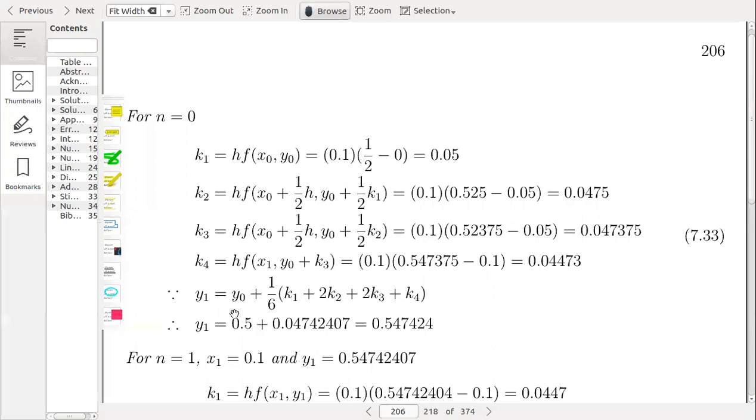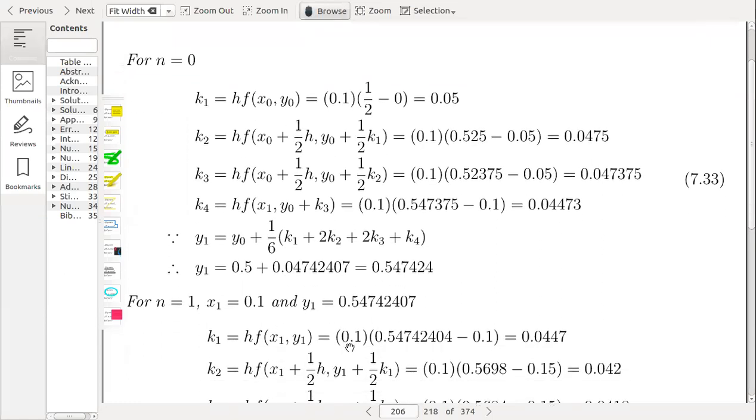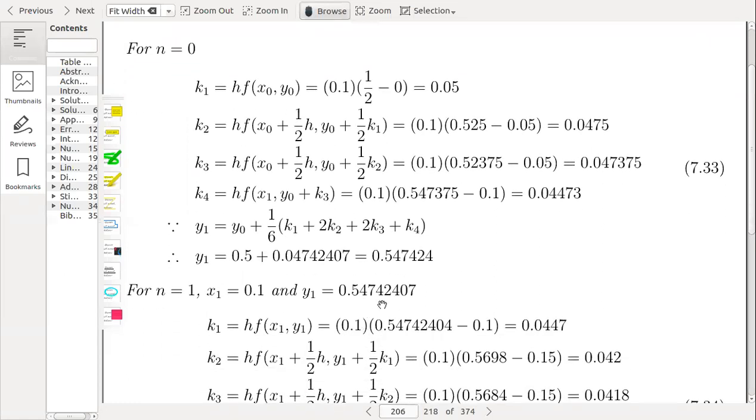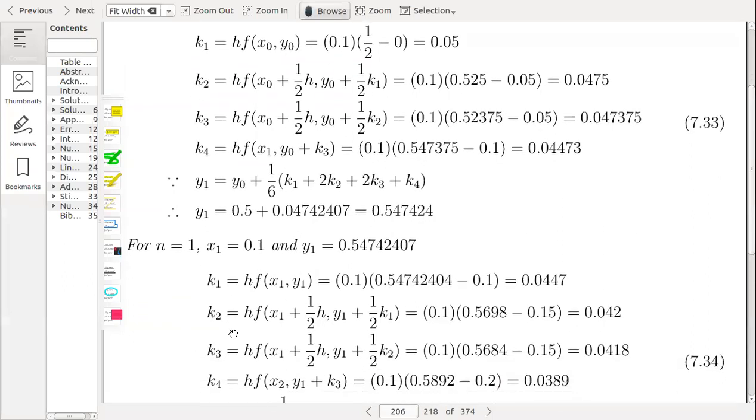So here we can obtain the first approximation. y1 is equal to y0 plus 1 by 6 of k1 plus 2k2 plus 2k3 plus k4. So y1 is equal to 0.5 plus 0.047424037, equal to this value. Similarly, for n is equal to 1, x1 is equal to 0.1, and y1 is equal to 0.547424007.